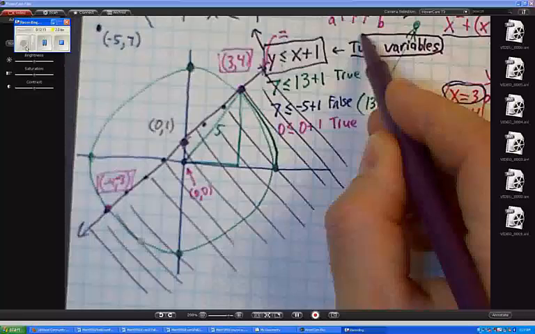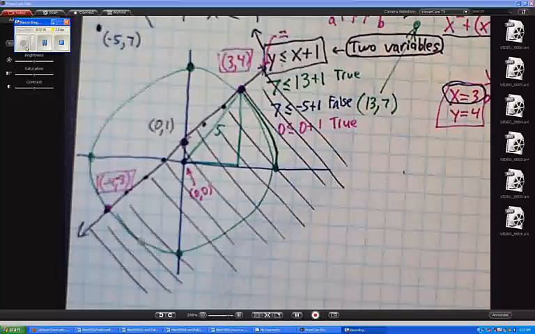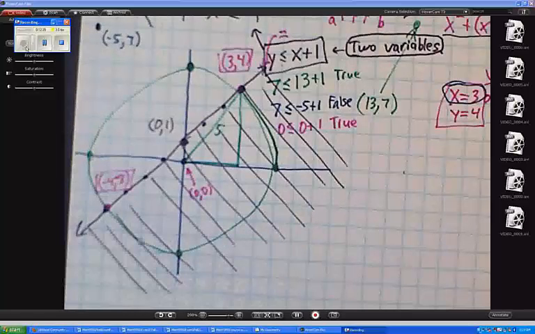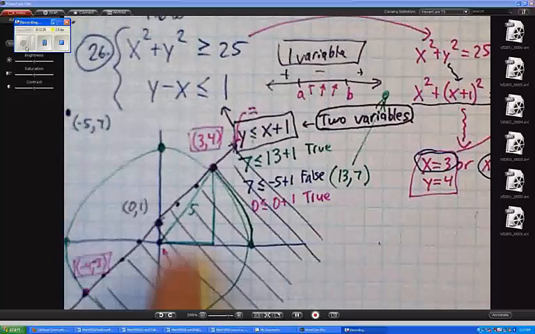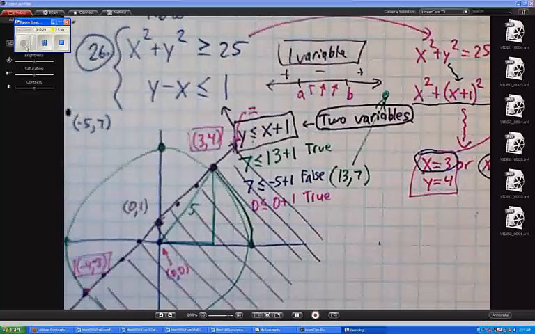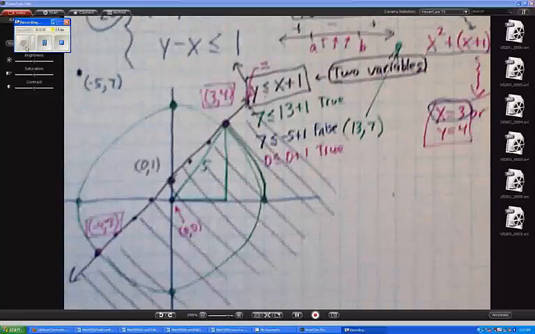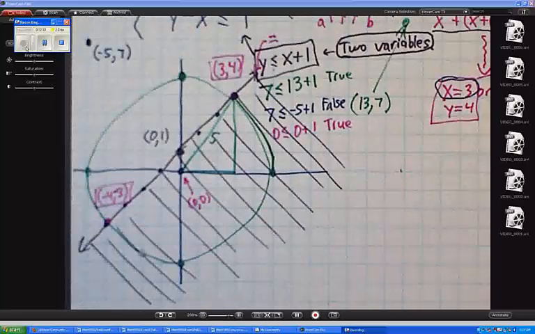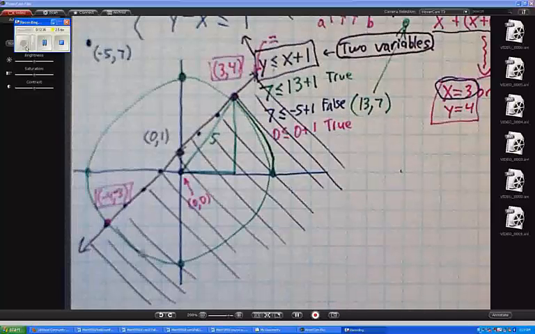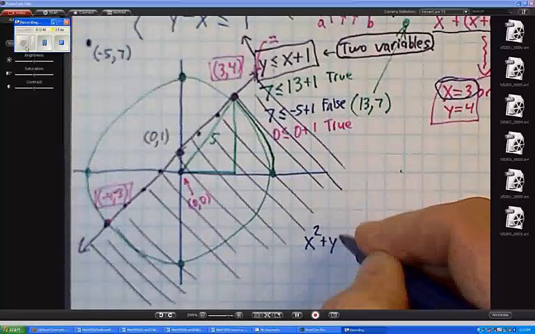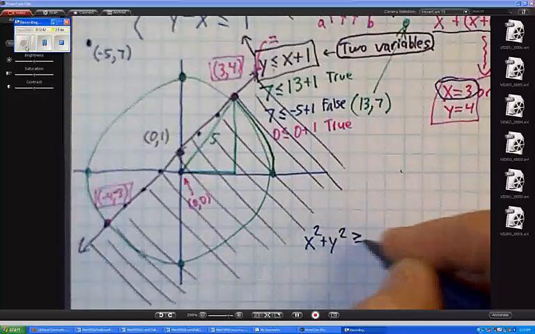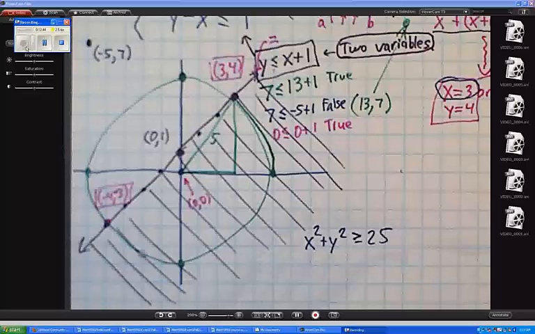Okay? Now I'm almost done. I also have to do the two-variable inequality here, the circle. X squared plus y squared is bigger than or equal to 25. Okay? So now we have to try a test point. So let me do that in this color, kind of bluish. X squared plus y squared is greater than or equal to 25. And I need a test point. Tell me what test point I want to use.